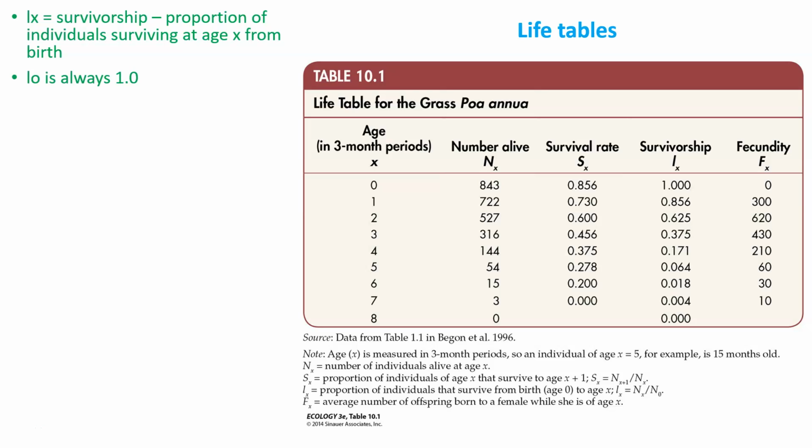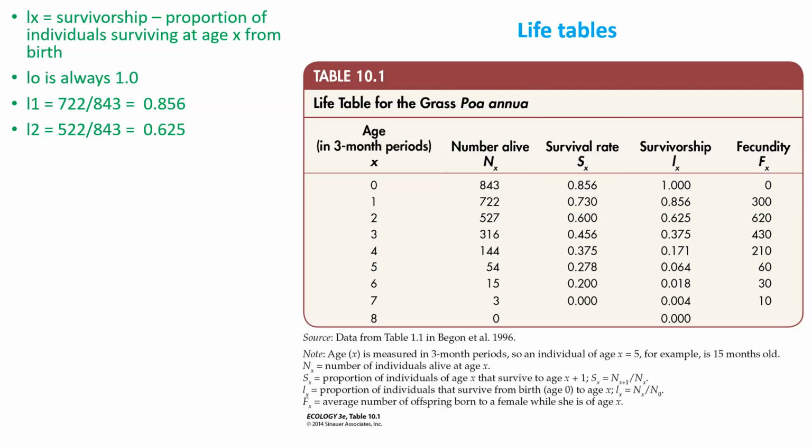Now the same rule regarding survivorship: it could be 1 or below 1, right? So l0, l naught, the first age class's survivorship, is always 1. You can write it down whenever you do any calculations. And how about the next age class? How do you calculate for the age class 1, which corresponds in this case to 3-month-old plants? You divide 722, the number alive in that particular age class, by the number alive at the beginning, which was 843.